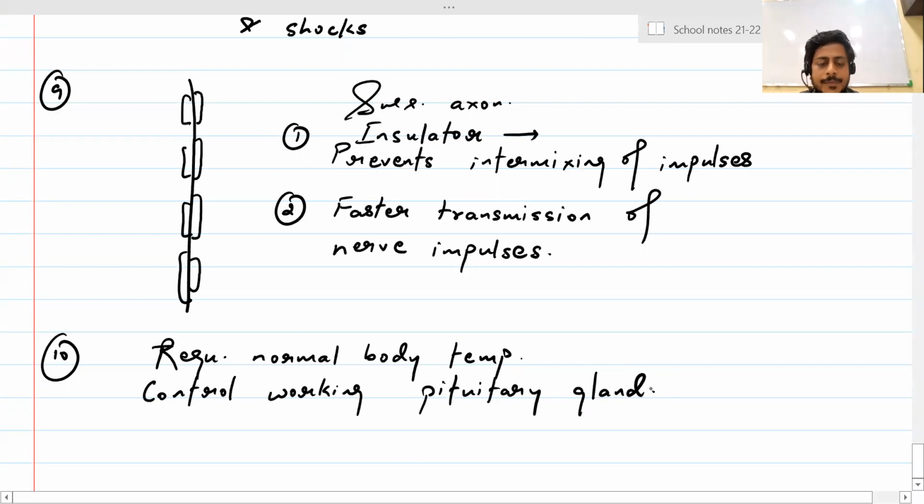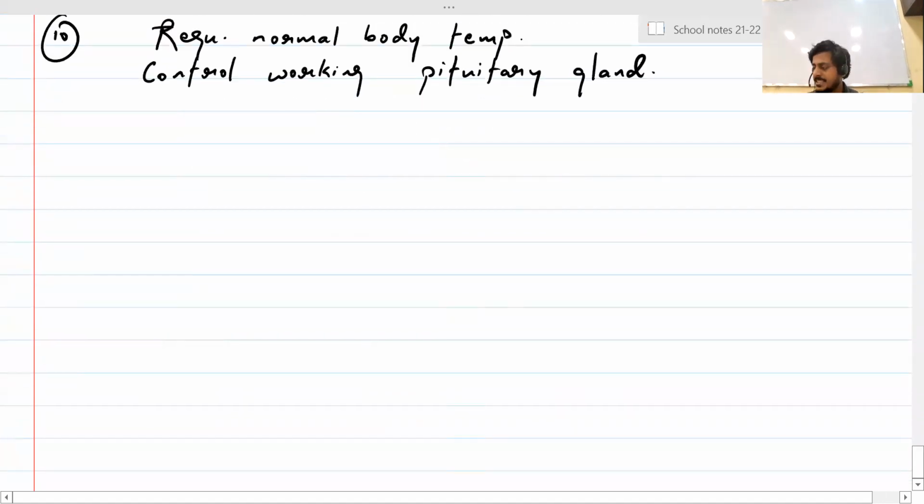Okay, so that was the nervous system set that we had given, and moving on to the sense organ set that we have for today. From the chapter of sense organs, the 10 questions that we have for today.